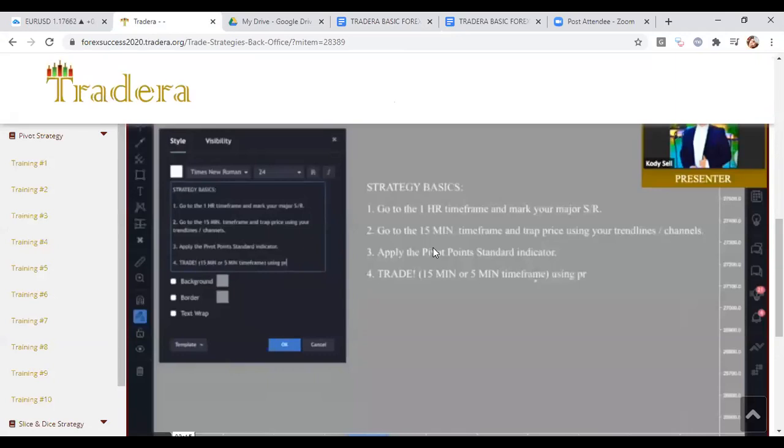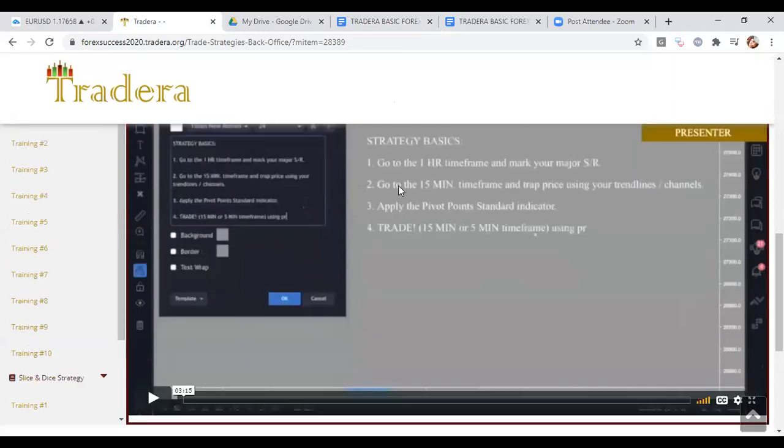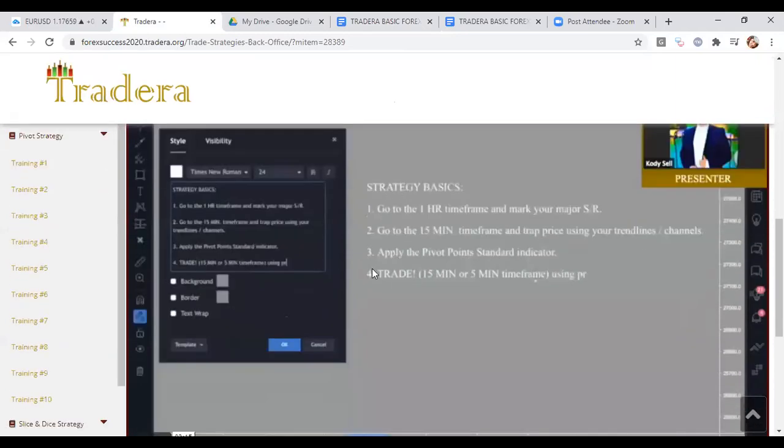So I would like for everybody to pick them an Asian pair. And you're going to go to the market. And you're going to do this. You're going to use your strategy basics. You're going to go to the 1 hour time frame and mark your major support and resistance.